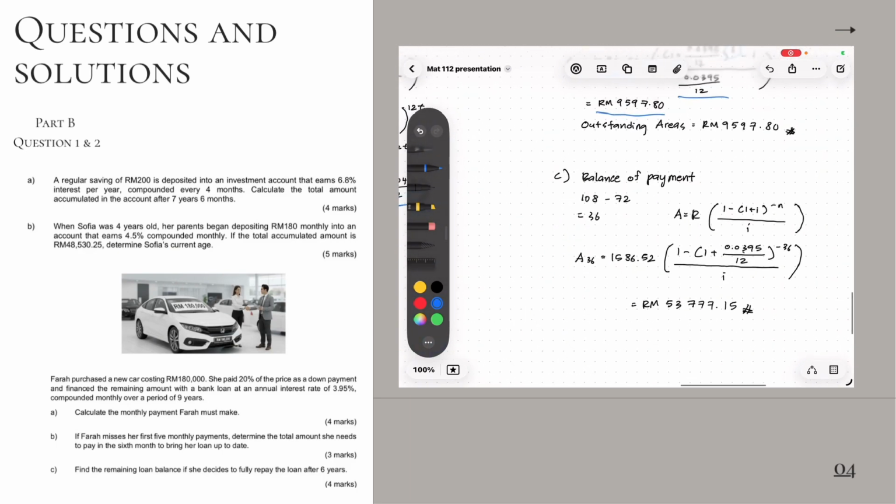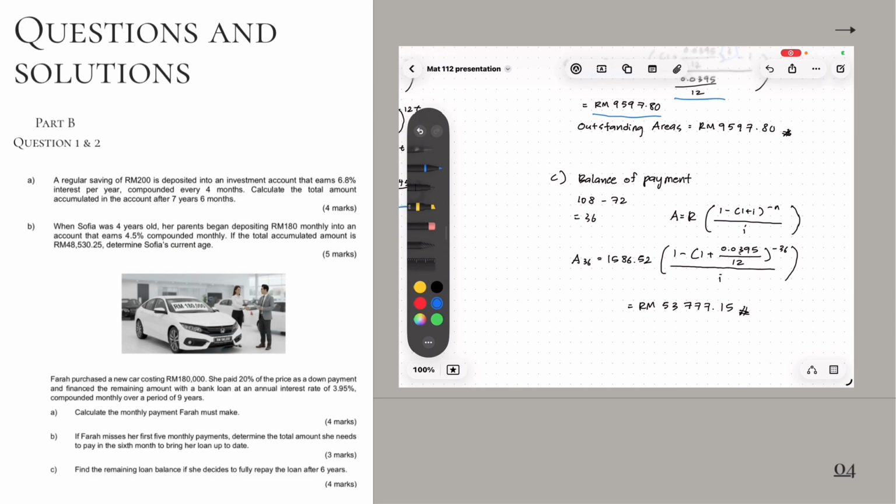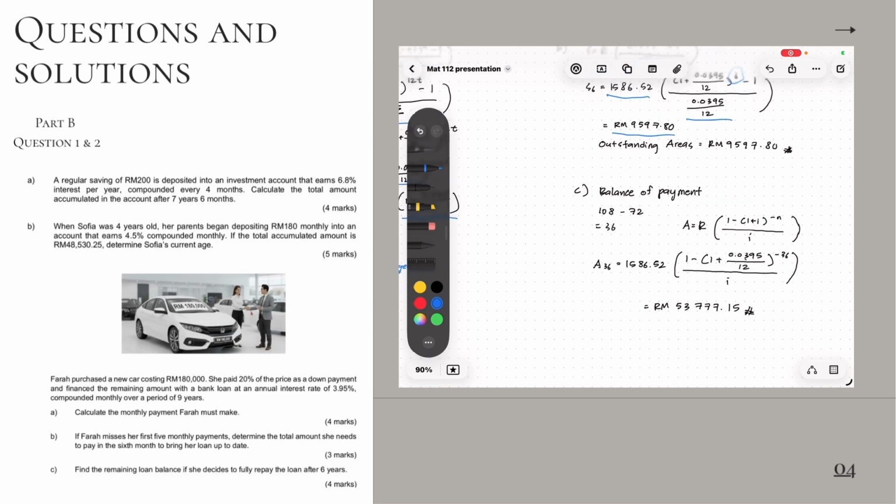And for the last question, which is question C, find the remaining loan balance if she decides to fully repay the loan after 6 years. So for this, the balance of the payments, we have to find using 108 minus 72. So this 36 is the balance of the payments.